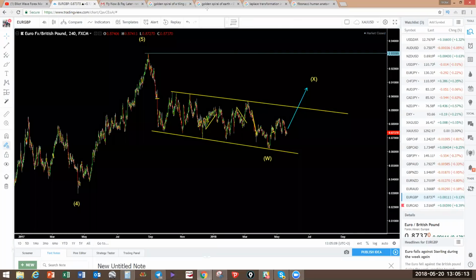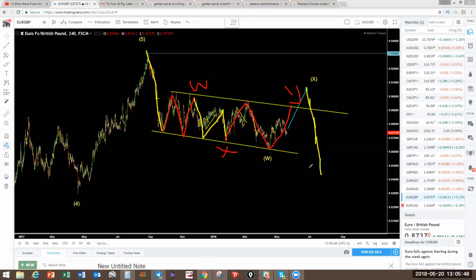Okay, so that corrective structure, you've got a move down. Let's do it in yellow. You've got a move down, and the correction starts like this. You've got 1, 2, 3, and you've got 1, 2, 3, and now we're looking at this as a 1, 2, 3, and that will make a WXY before we get a move to the downside. So this may even come and test the previous high here before we go down for this with this move here.